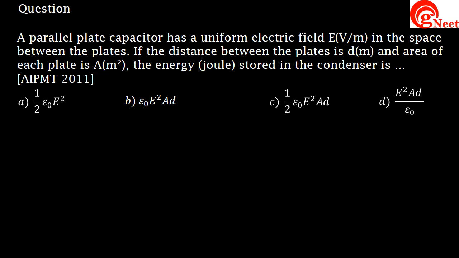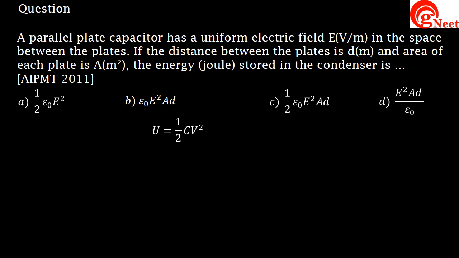A parallel plate capacitor has a uniform electric field E, in volts per meter, in the space between the plates. If the distance between the plates is d meters and the area of each plate is A meter square, find the formula for the energy stored in the condenser or capacitor in terms of the electric field.